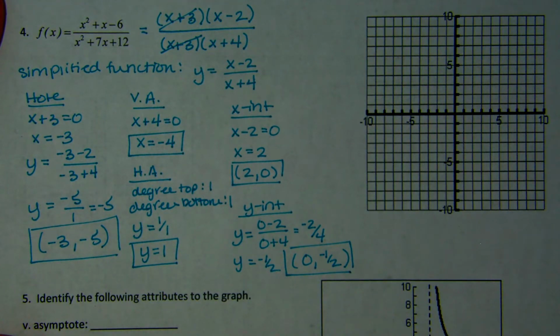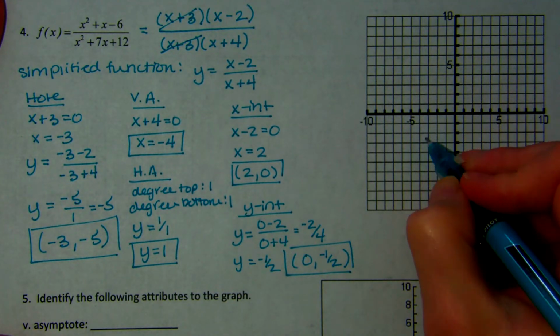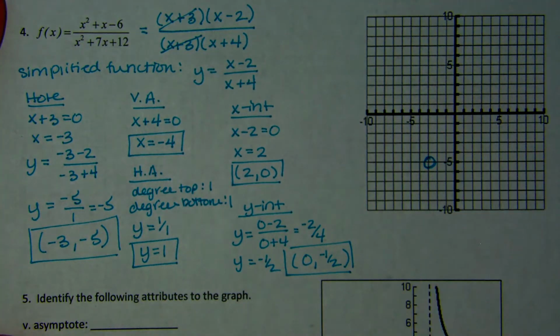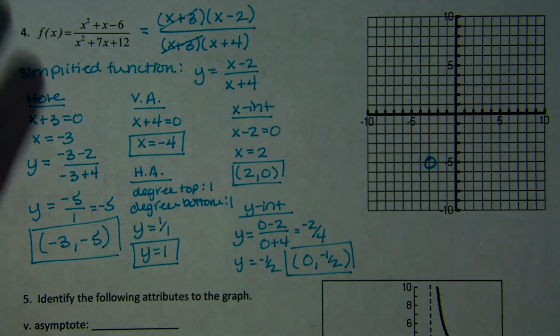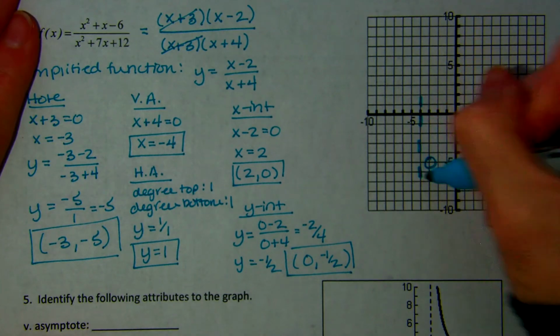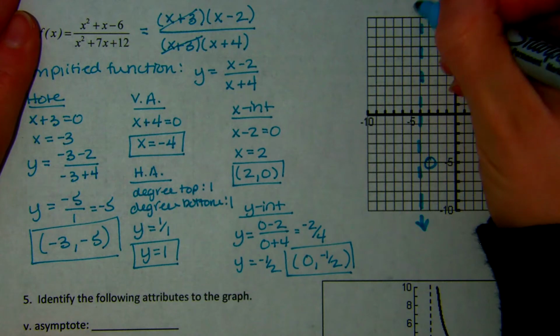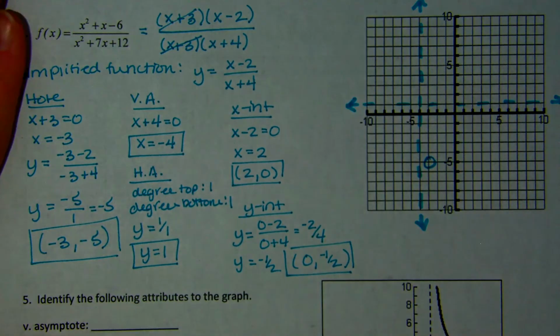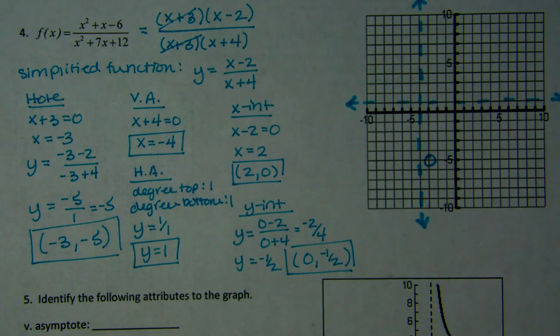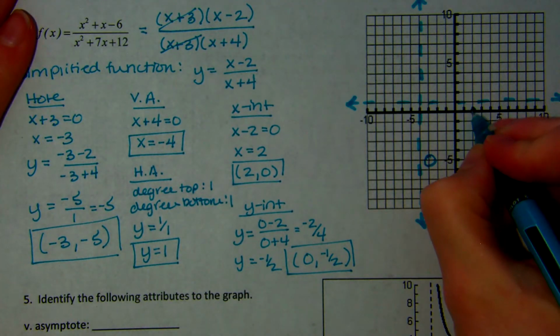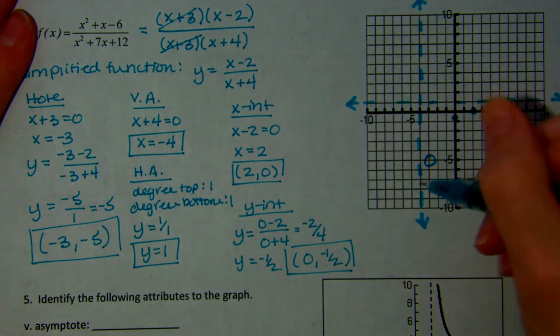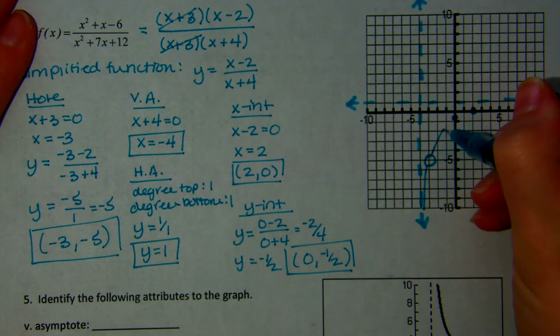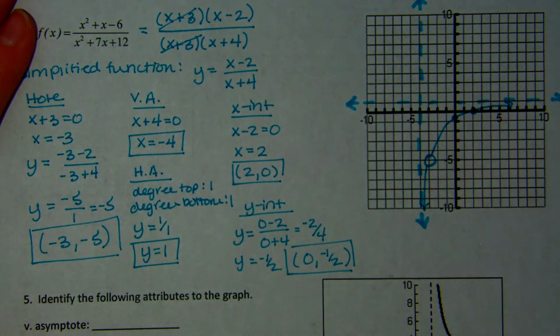And now that we have all of these pieces, we're going to graph them. And so I've got the point -3, -5 right here. I'm going to draw a nice big hole there just so that it's easy to see. Okay. I have a vertical asymptote at x equals -4, so that's right here. And I have a horizontal asymptote at y equals 1. I have an x-intercept at 2 and a y-intercept at -1/2, so right here. And so this curve comes up, goes through that hole, and goes through those intercepts there. And my guess is that the second curve is here, but it's always good to check.